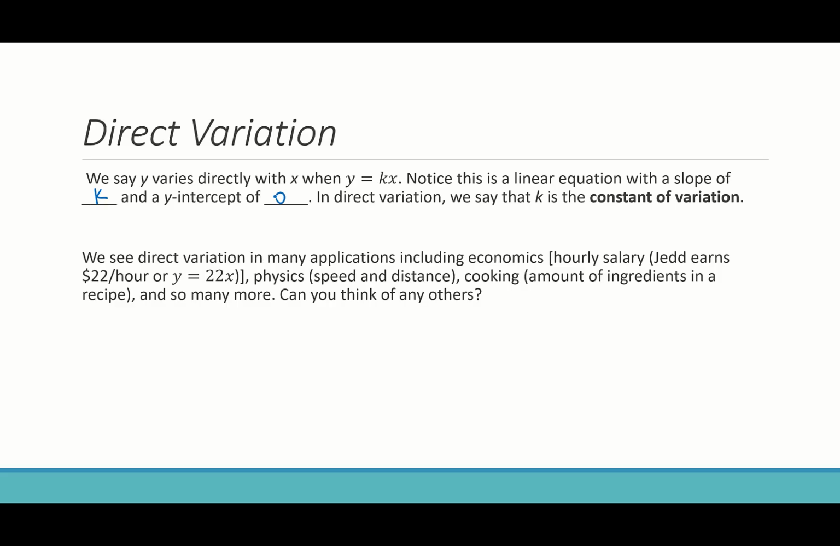We can also see direct variation in physics with a lot of examples, some of which would include speed and distance. In cooking, so if you have a recipe but you want to double it or triple it, the new ingredient amounts would be a result of direct variation. And now I pose the challenge to you. Can you think of any other examples of direct variation?